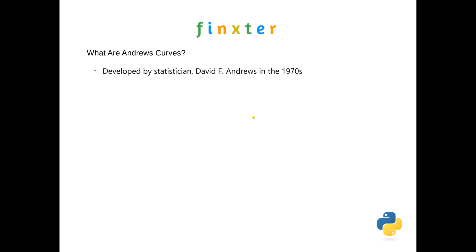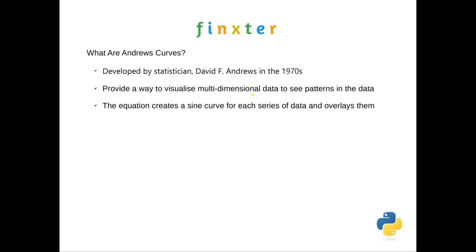So developed by a statistician, David F. Andrews, in the 70s. And when you have multidimensional data, if you've got more than two or three dimensions, things like scatter plots can get fairly messy and it can be very hard to see patterns in the data. And so David Andrews came up with an equation which will create a sine curve for each series of data and then overlays each of those sine curves.